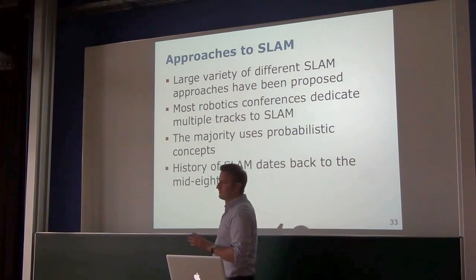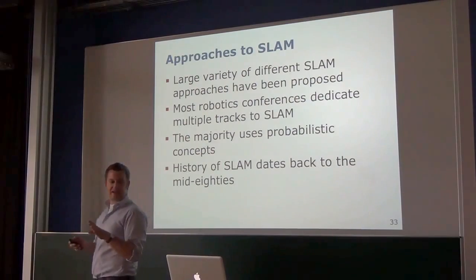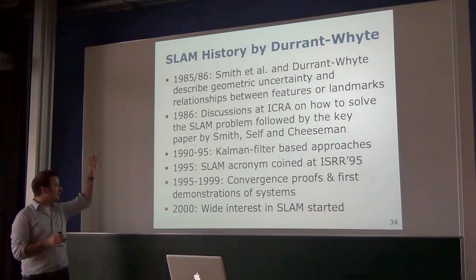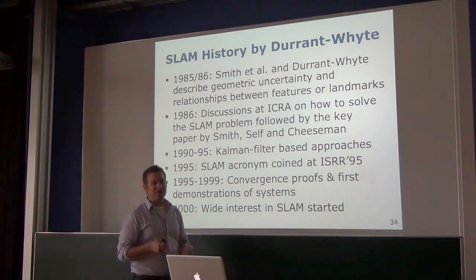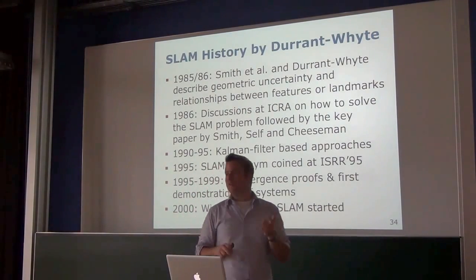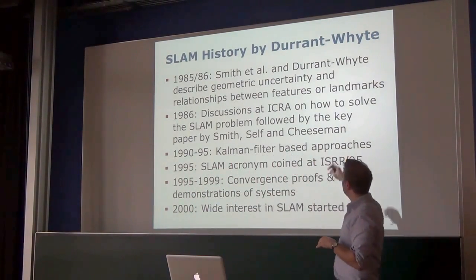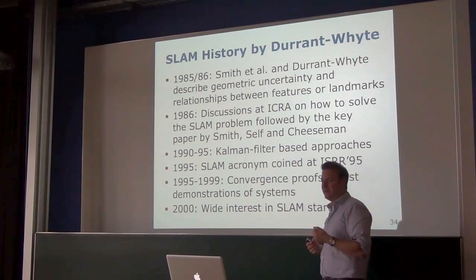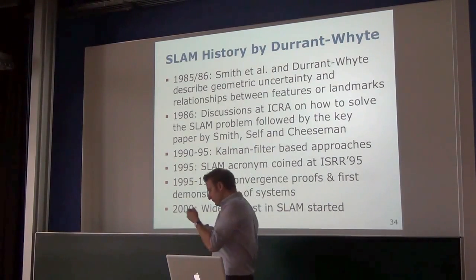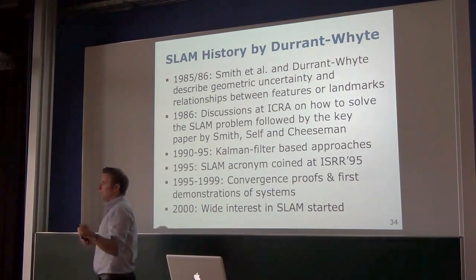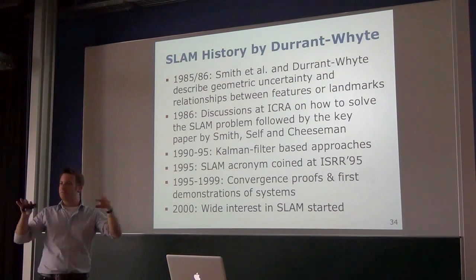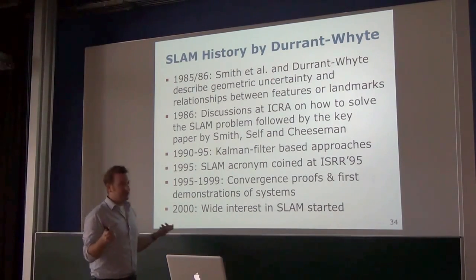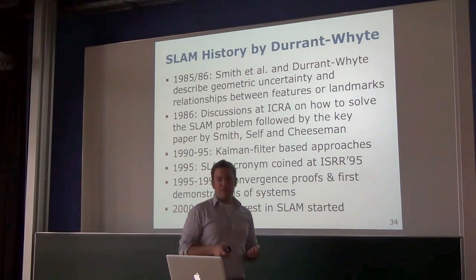And so the history of SLAM dates back to the mid-80s, and I just have a small slide, which is not super relevant, but just to give you an idea of how things started. In '85 and '86, two groups, around Smith and around Durrant-Whyte, started to describe the geometric uncertainty of landmarks and features relative to each other. The first idea was to take something probabilistic to describe the geometry of a scene.